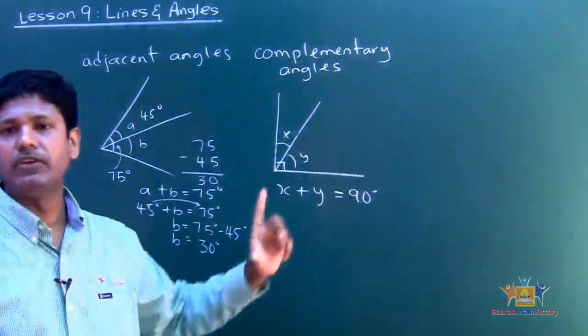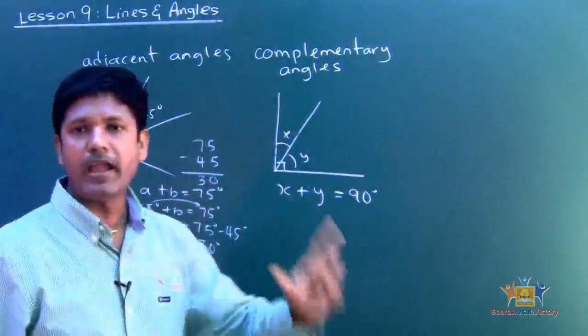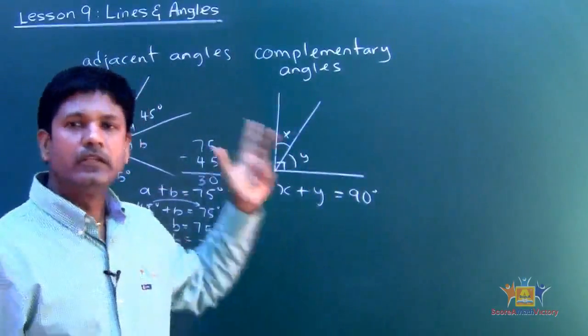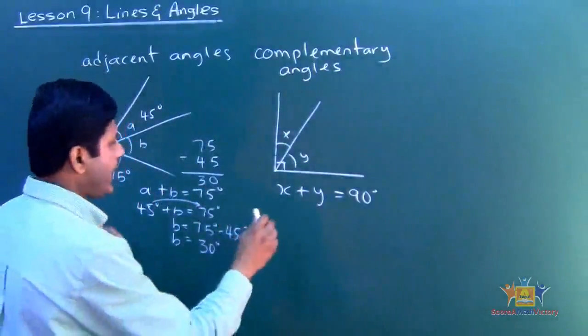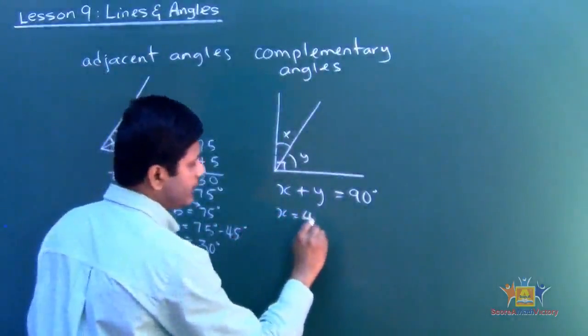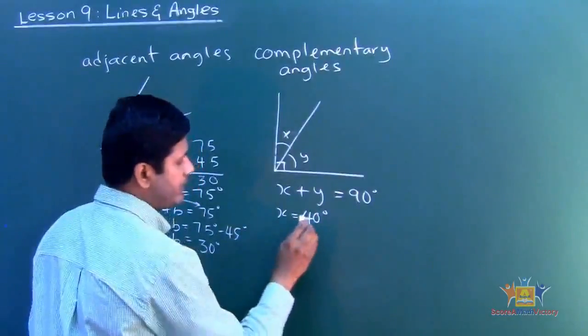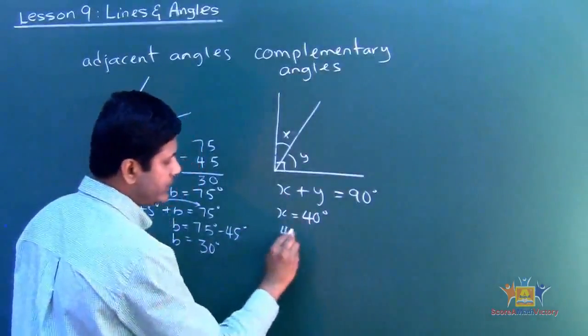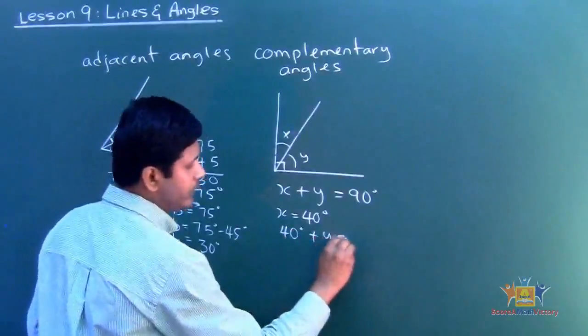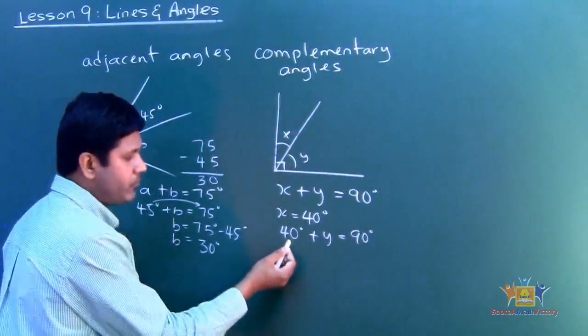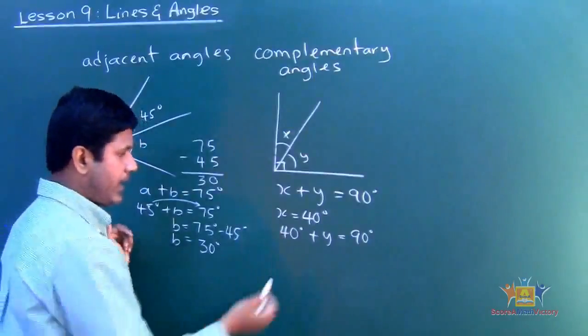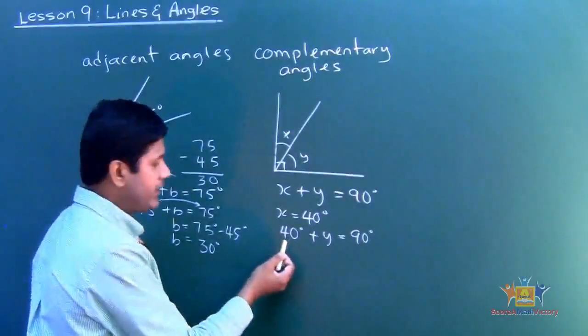I don't have to give it to you. I can tell you x and y are complementary angles. If x is 40, what is y? If I told you x is 40 degrees and I want to find y, that means I substitute x with 40 degrees and I'm looking for y. To isolate y, I have to move 40 degrees.